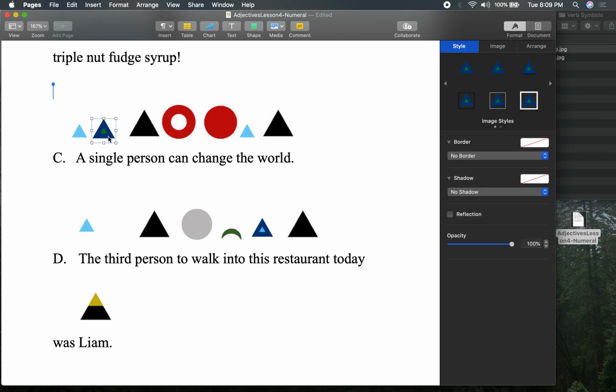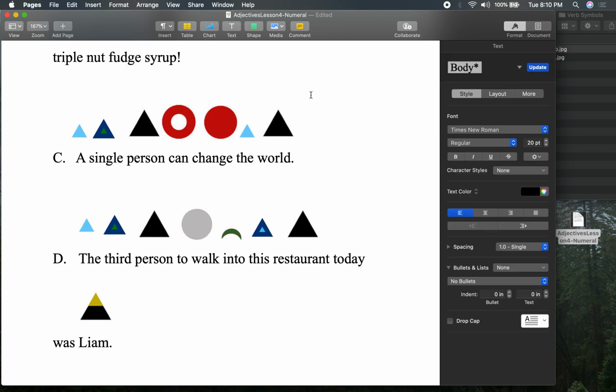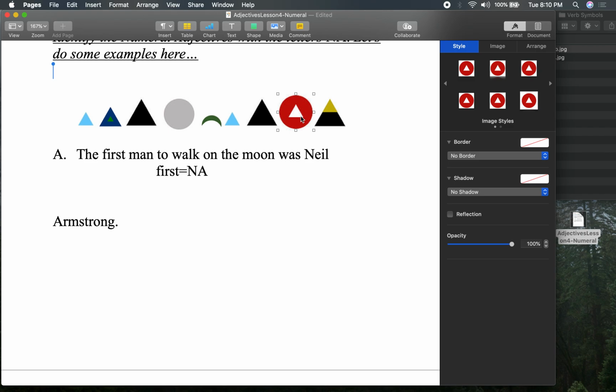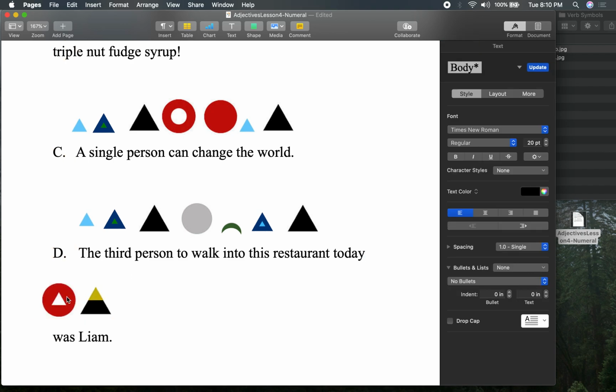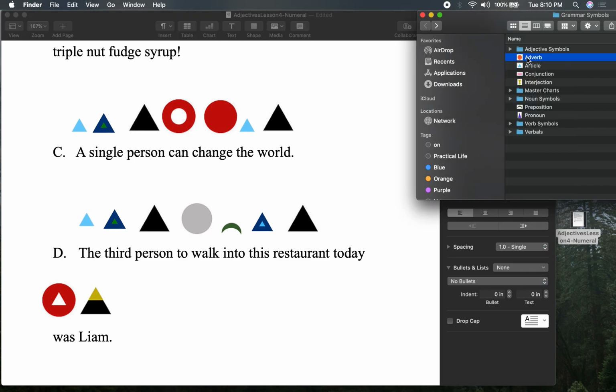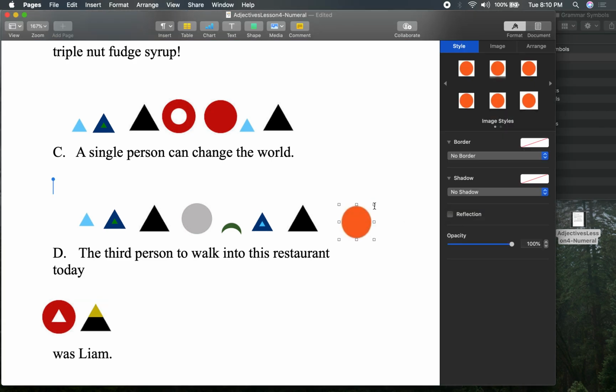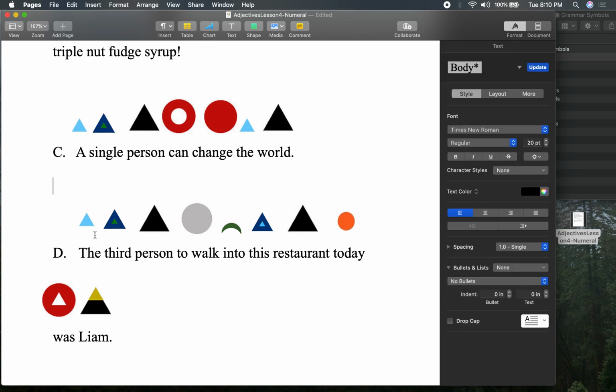Third, yes, guess what? That is our numeral adjective. Oh my gosh, I forgot my linking verb. How did I do that? My bad. All right. So the third person to walk into this restaurant today. Ooh. This is an adverb of time. My favorite. Good old adverb. There we go. The third person to walk into this restaurant today was Liam. And there you have it. That is our third example.